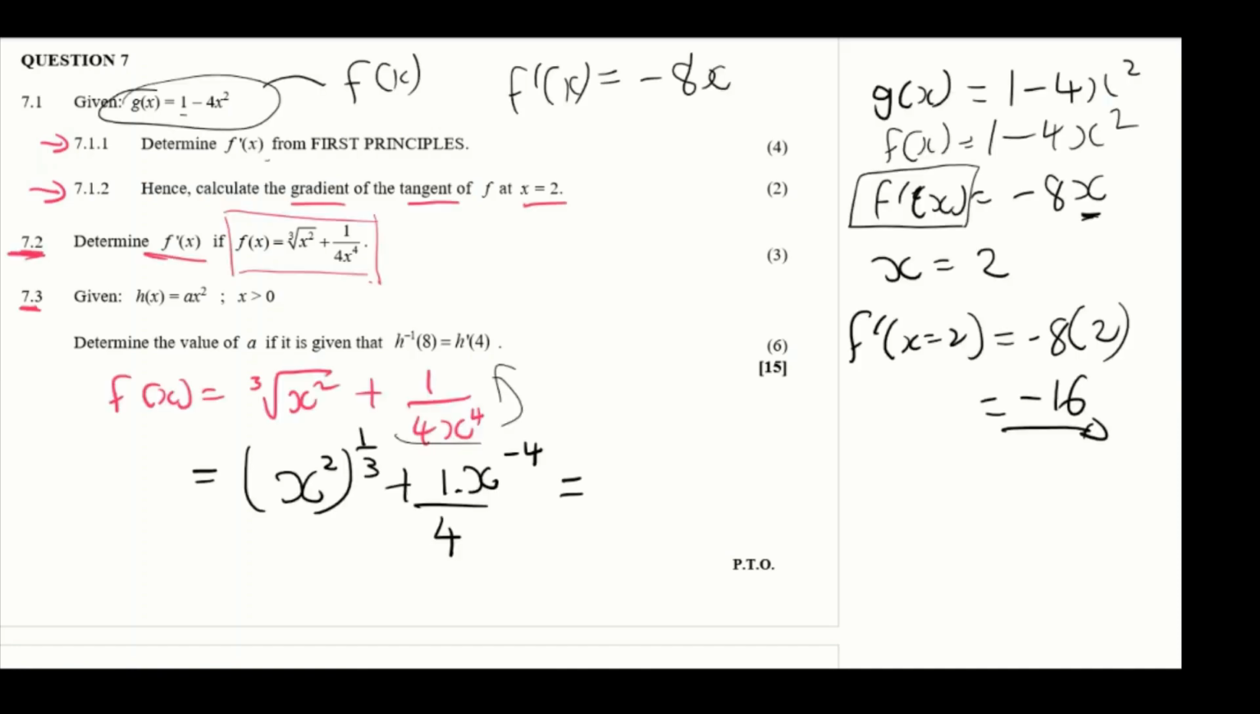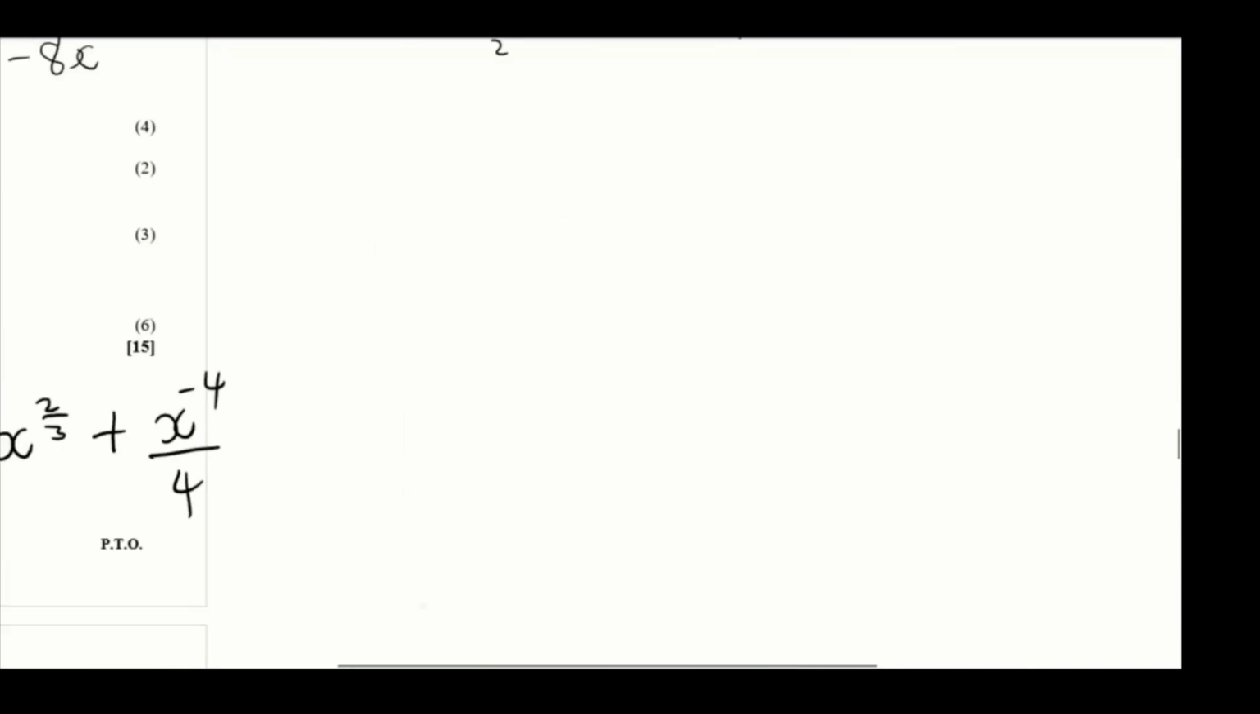So you have the 1 over 3 multiplying the 2, which is x to the power of 2 over 3 plus x to the power of minus 4 over 4. So that is the sum. Let's write it here. So we are having x to the power 2 over 3 plus x to the power minus 4 over 4. So this is our f of x, right?